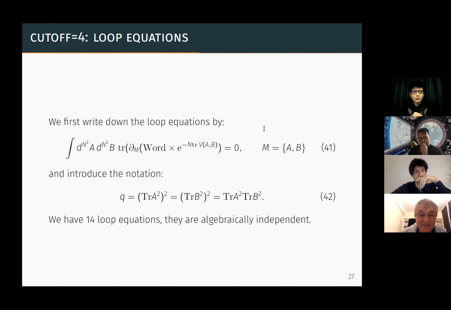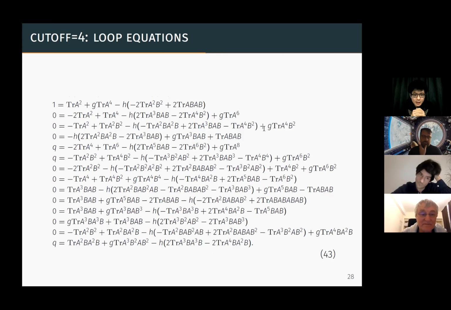They are subject to the loop equation, that's a total derivative. Here, there is only one quadratic term. So we denote it as Q for quadratic, which is trace A squared to the square, trace B square, and trace A squared to C squared. We have 14 loop equations. They are algebraically independent here. So this is all the 14 loop equations. We see that I put all the Q on the left-hand side. So you can see there are only 3 loop equations that are quadratic, and all the remaining ones are linear.